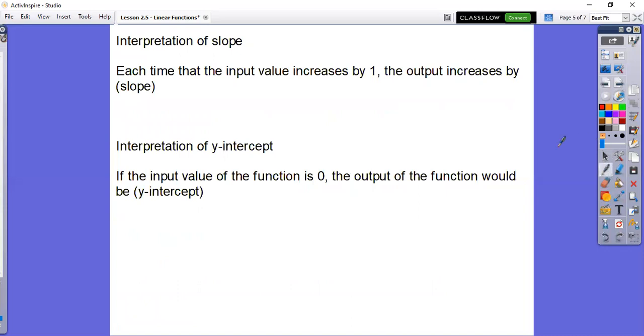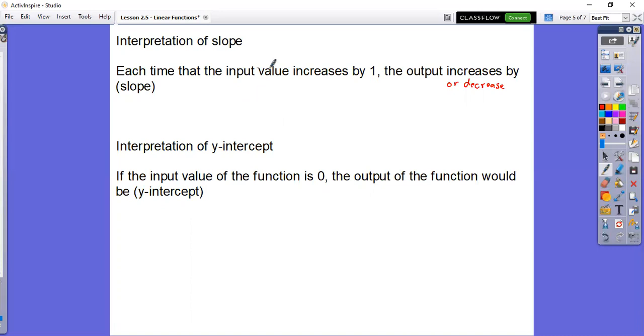So before we move on to actually writing an equation, we want to make sure that we understand what slope and y-intercept actually mean. So the interpretation of slope, what it means is that each time the input value increases by 1, the output is going to increase by whatever the slope is. Or this could be decreases, it could increase or decrease. If the slope is negative, this would be decreasing instead of increasing. And then the interpretation of the y-intercept: if the input value of the function is 0, then the output of the function would be whatever the y-intercept is. So this is the interpretation of the slope and the y-intercept in context.